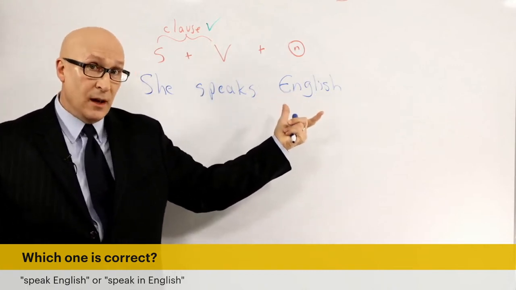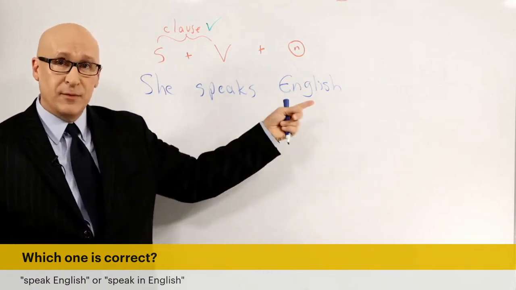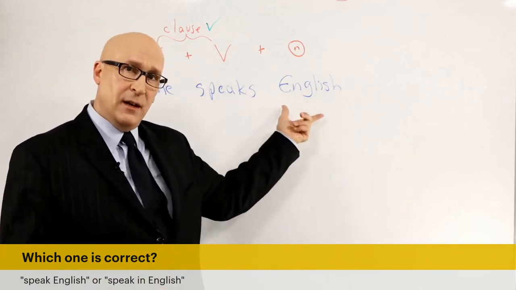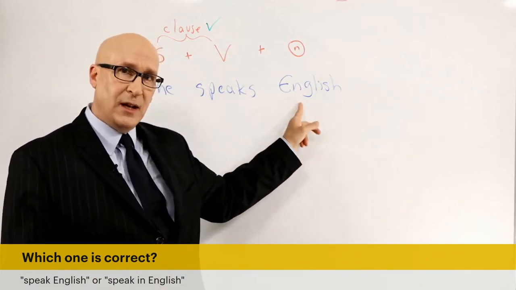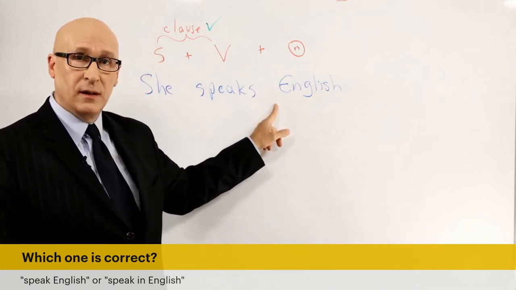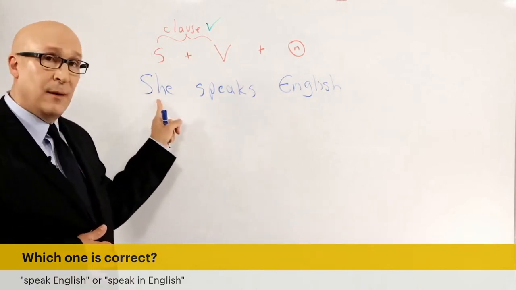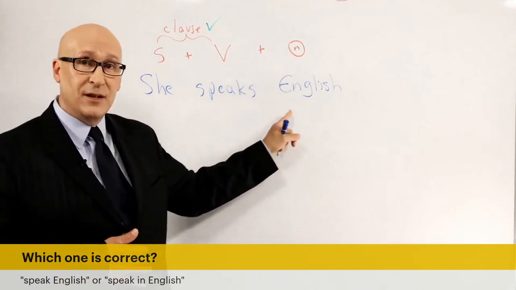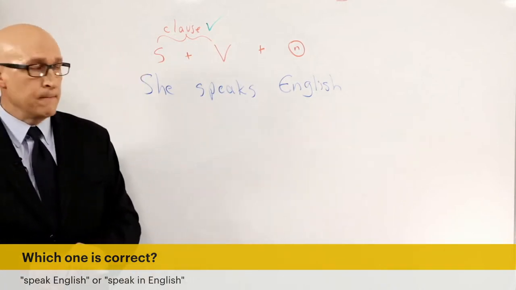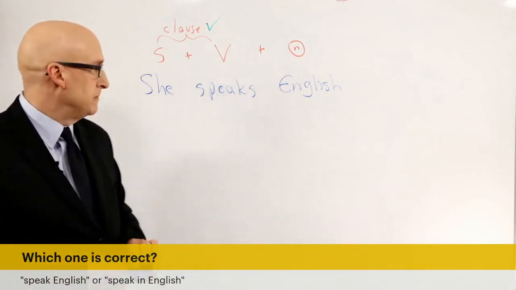Now, you don't always need an object for a complete idea. Some verbs do, right? Transitive verbs need an object. Intransitive verbs do not. But if you need an object, if this is the language she speaks, you cannot have a preposition here, right? So how does this work? Transitive verb means the subject does the action and the action affects the object. Okay?